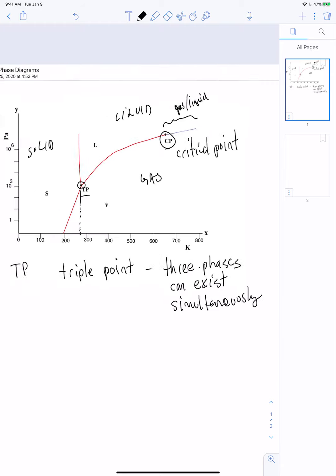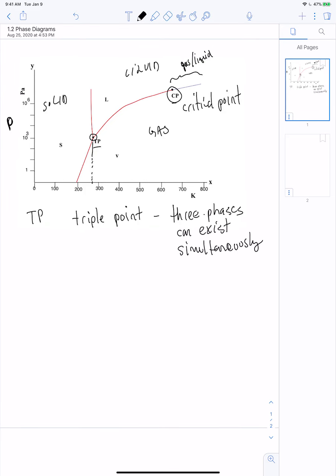But that's the critical point. The triple point is where you can have three phases simultaneously. These phase diagrams aren't super hard, so spend a little bit of time on them, and they'll make sense, and you'll get some reasonably easy points on the exam. That is it.